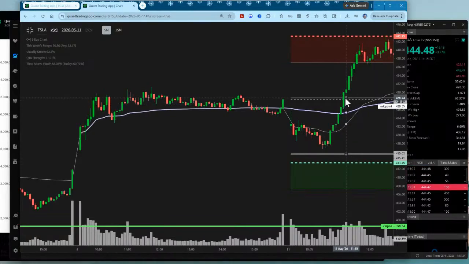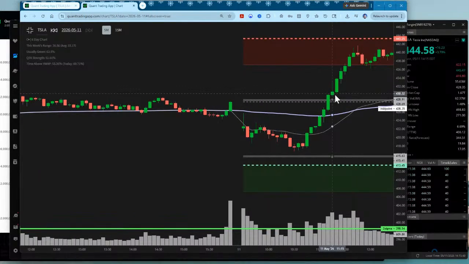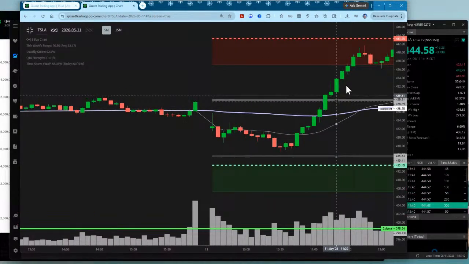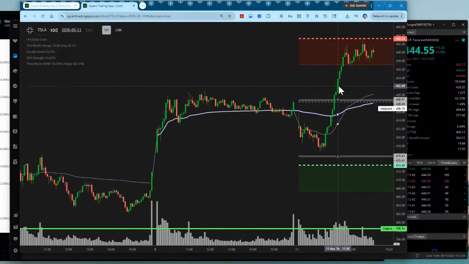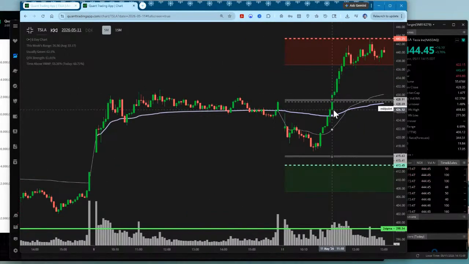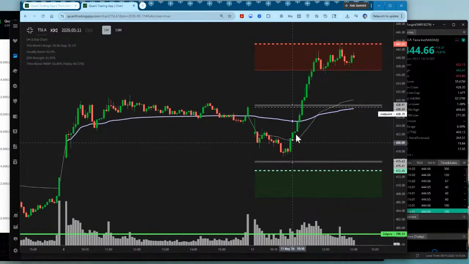You can make a case that this technical level at 430 and 428, when that broke, it wanted to come back and test it, but the momentum was just so strong, it kept going. So one thing that happens on momentum trades is that the gas runs out. We can't go up forever, unless you're in SPY currently. And then the answer is yes, you can go up forever, apparently. But that's a whole other video for another day.